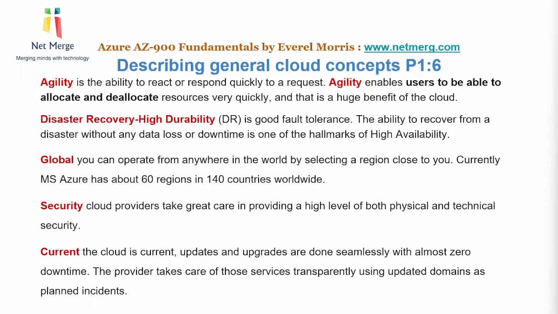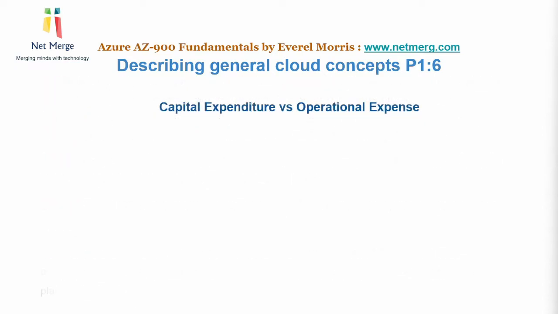Now let's take a look at current. The cloud is current. You're able to do updates seamlessly without any interruption. Now when we talk about update domain and fault domain downstream, you'll understand how this is able to take place without any interruption. They are planned incidents, and even though they're planned incidents, there's still preparation that went into the entire procedure to make sure that the process is seamless and it doesn't interrupt production. Okay, so let's move on.